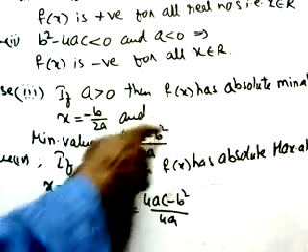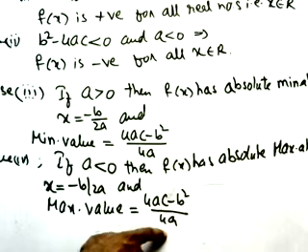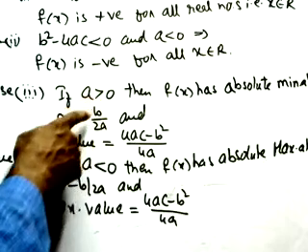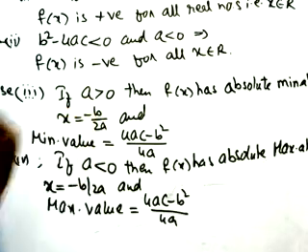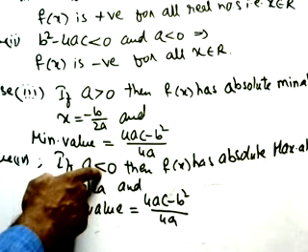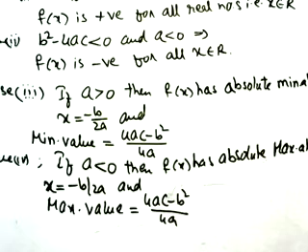Now what will be the minimum value or maximum value? Same formula: 4ac minus b square by 4a. Only depends upon a. If a is greater than 0, we have the minimum value at x equals minus b by 2a, and the minimum value is 4ac minus b square by 4a. If a is less than 0, the maximum value is at x equals minus b by 2a, and the maximum value is 4ac minus b square by 4a.